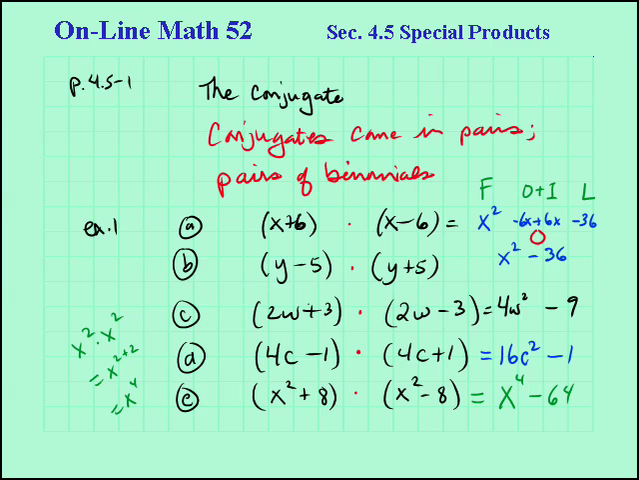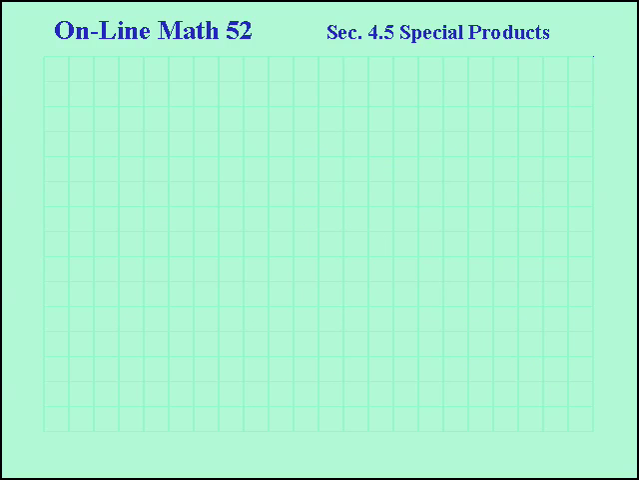And I'm looking now on page 4.5-3. So let me write that out there as page 4.5-3. And it's what we're going to call the difference of squares. And this is explained here in the textbook, so I want you to do the reading.